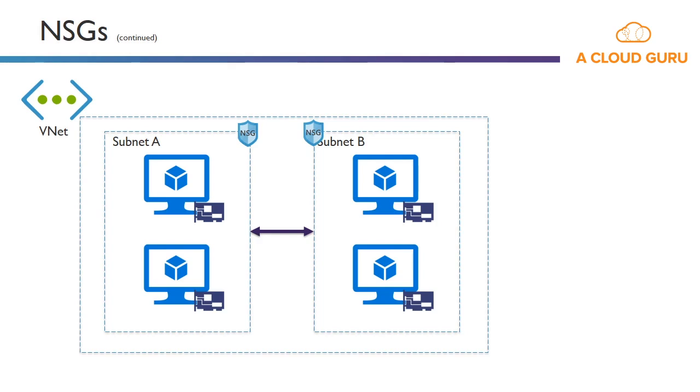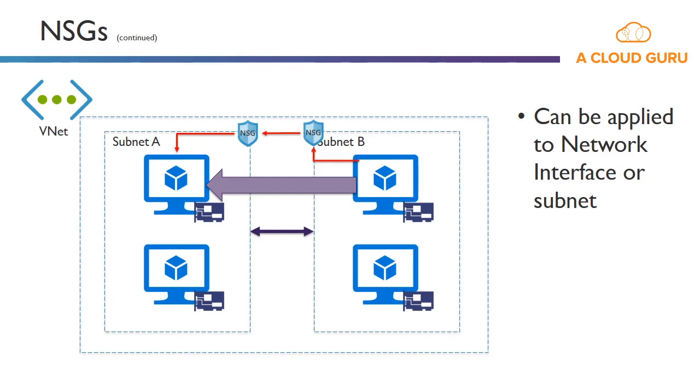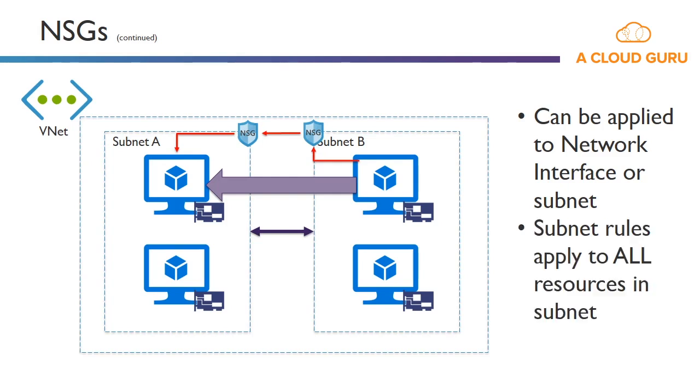Now, if we look at this from a flow perspective, if we've got some virtual machines in subnet B that wish to communicate with virtual machines in subnet A, we ultimately go through this kind of traffic flow. The virtual machine in subnet B wants to communicate with this virtual machine in subnet A, and the traffic goes out through the subnet NSG in this example. And that NSG is going to check it from an outbound rules perspective. If it's all okay there, then the traffic will continue on to subnet A. The NSG in subnet A will check it from an inbound rules perspective, and then if everything's okay, allow it to talk to the virtual machine in subnet A. Now again, this can be applied at the network interface or subnet level, and the subnet rules apply to all the resources in the subnet.